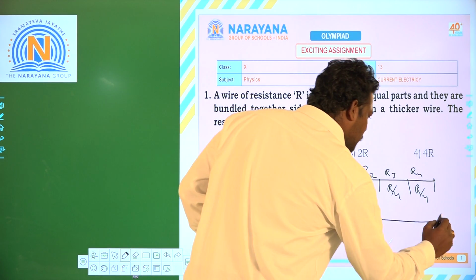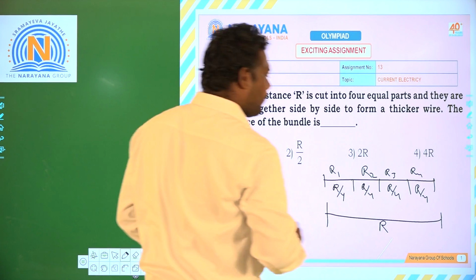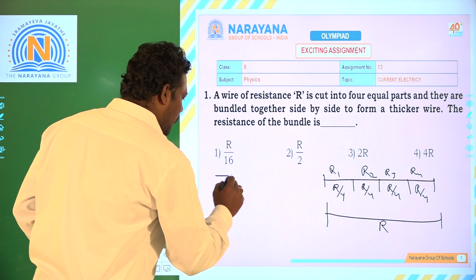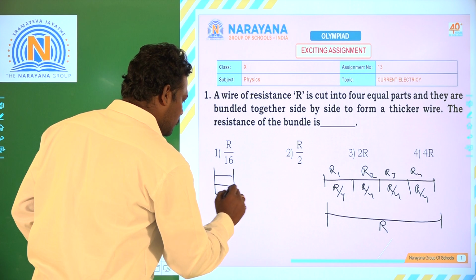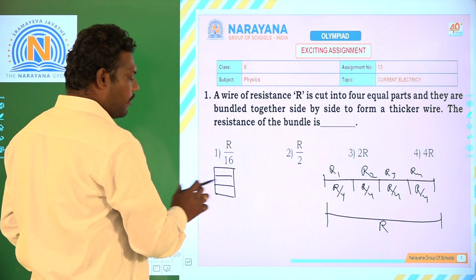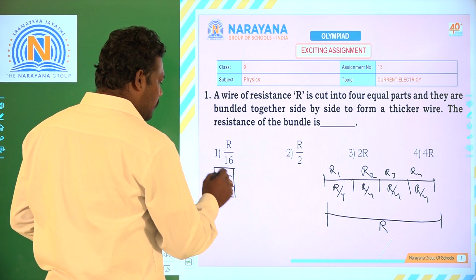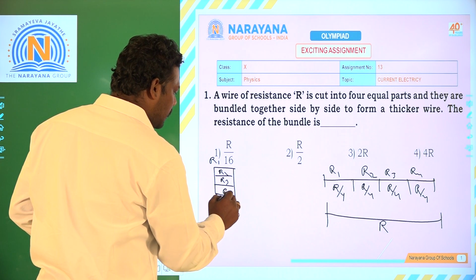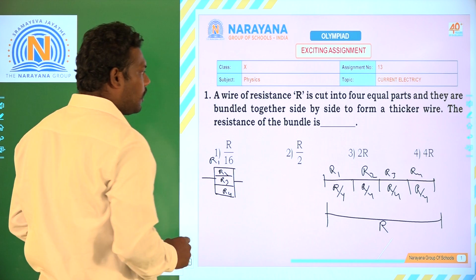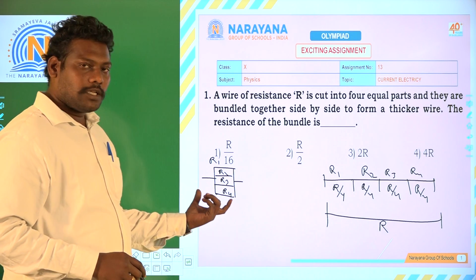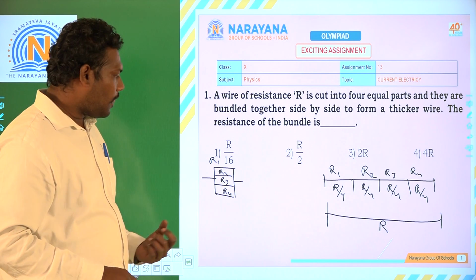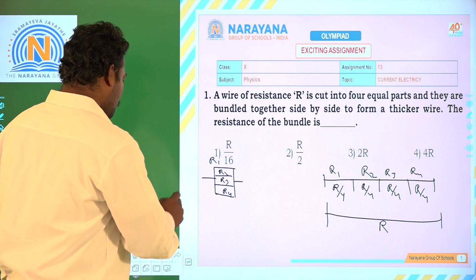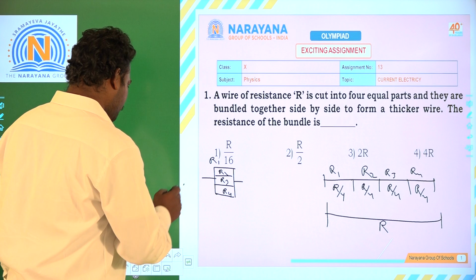Now total resistance is R. So here we have 4 pieces that are aligned like this one by one to form a wire bundle. So R1, R2, R3 and R4. As you see, it is a parallel connection and all the 4 resistors are having equal resistance.